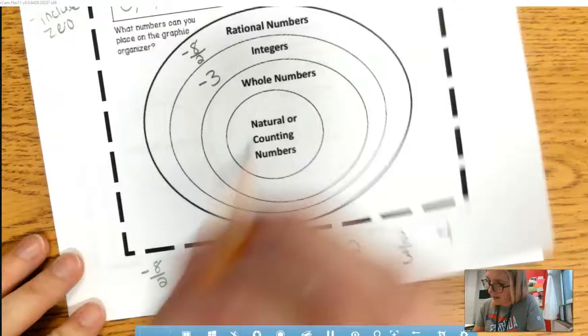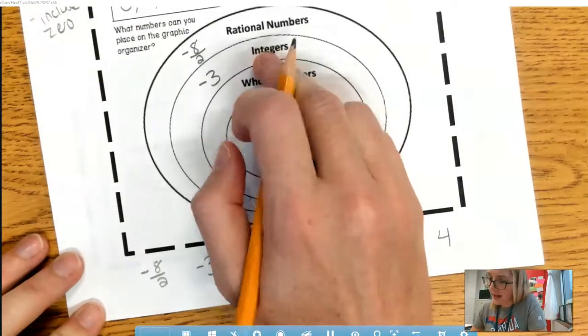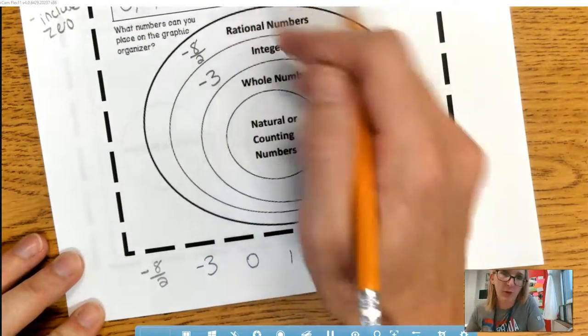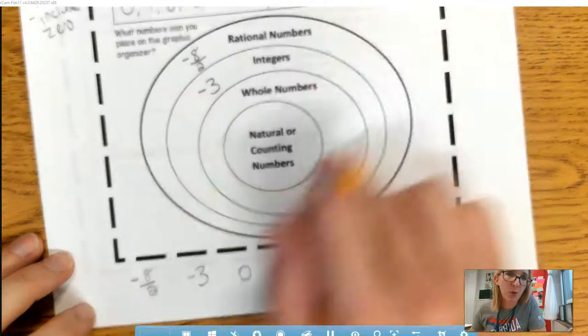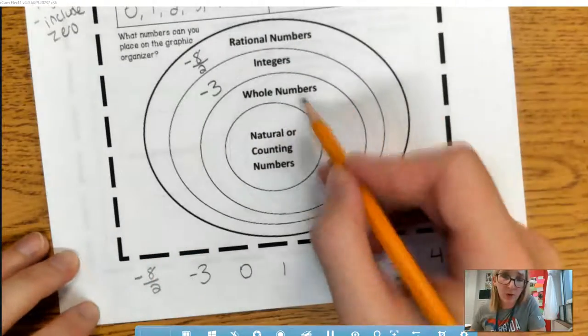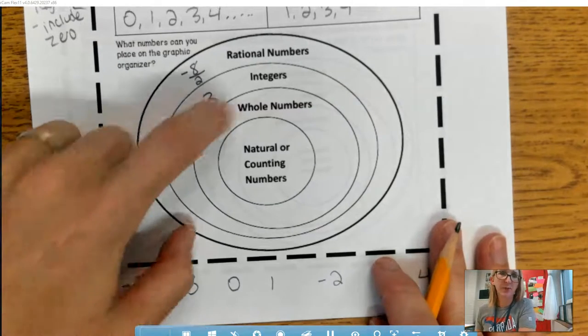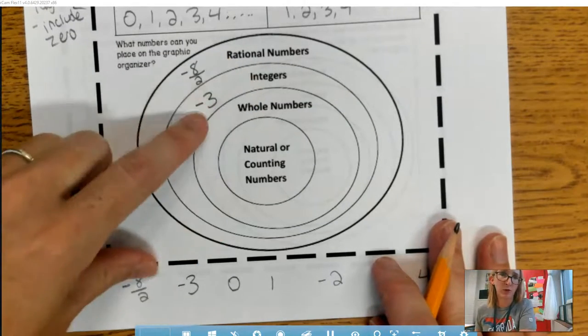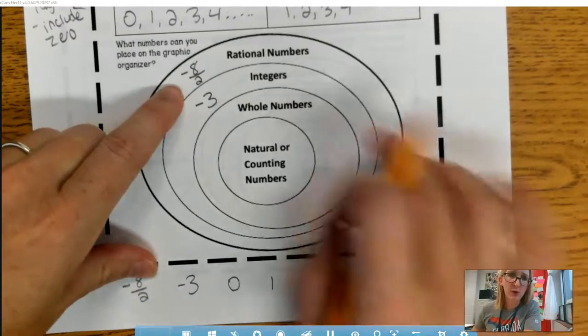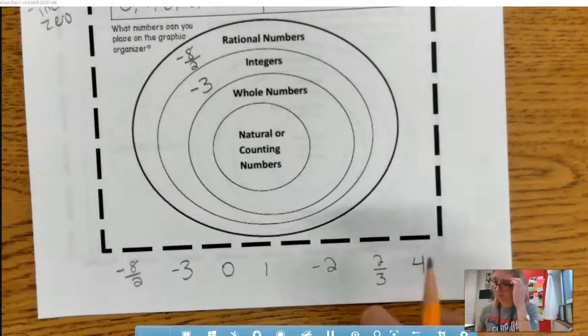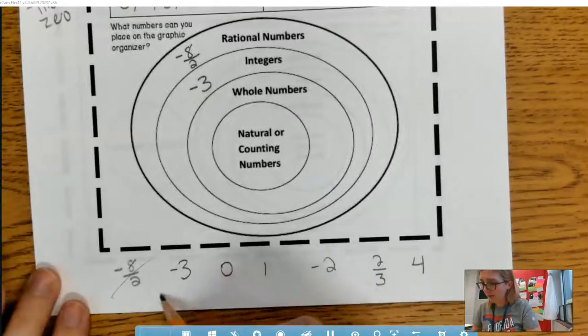So I'm going to say that negative 3 is an integer and a rational number. See how it's in both of those circles? It's not in the whole number circle, and it's not in the natural or counting number circle. So negative 3 is an integer and a rational number. Negative 8 over 2 is only a rational number. All right, we done this one, we done that one.